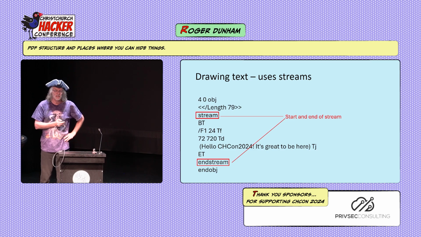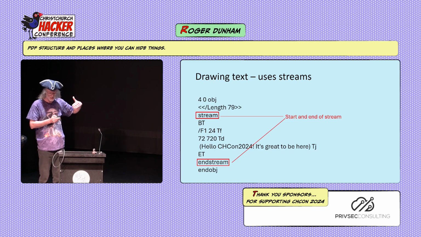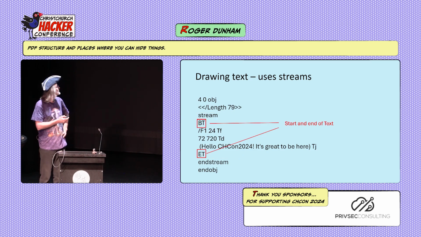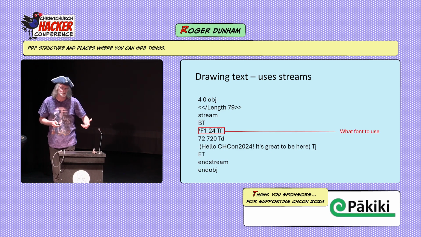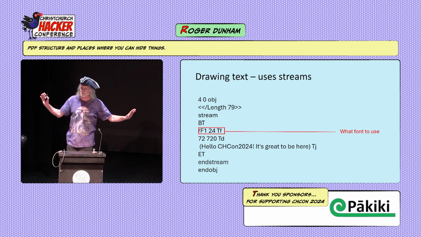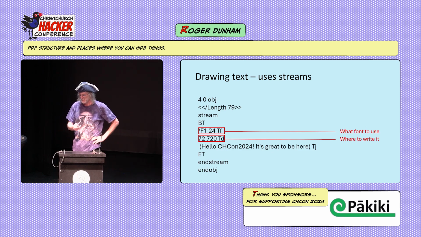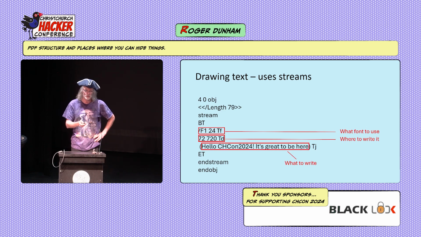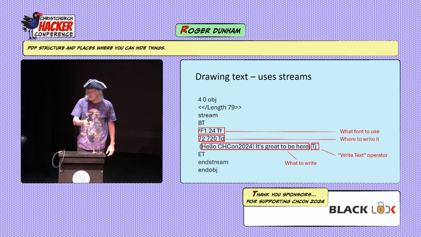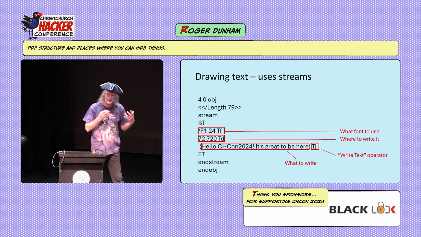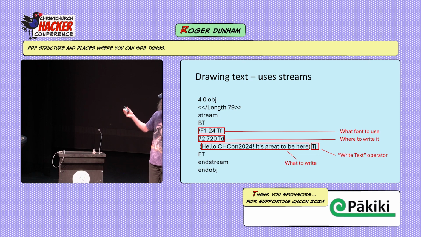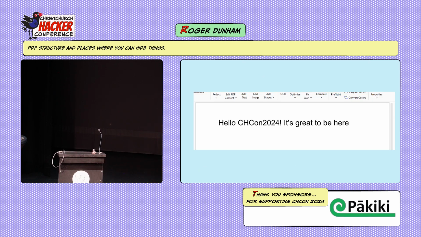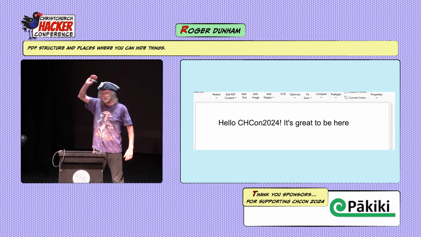Next, we've got a couple of tags to mark the beginning and the end of the stream, where the text starts, what font we're going to use, which is a whole lot of magic built into PDFs. In this case, where we're going to draw it on the screen, what we're going to write, and then there's an operator for actually saying the program that we're going to do to actually do this. In this case, it's write some text. And when we put all that together, it says, "Hello, Con 2024, it's great to be here."